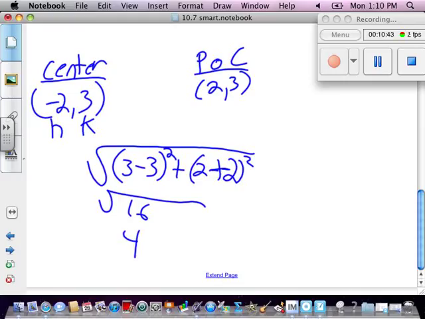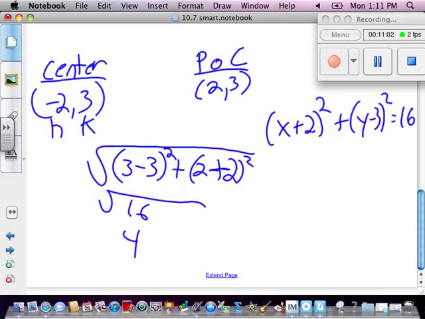Okay, so now let's put this into our whole thing. We've got x plus 2 squared plus what comes next? y minus 3 squared. And what goes in for the radius? 16. Good. Last thing we're going to do is graph.